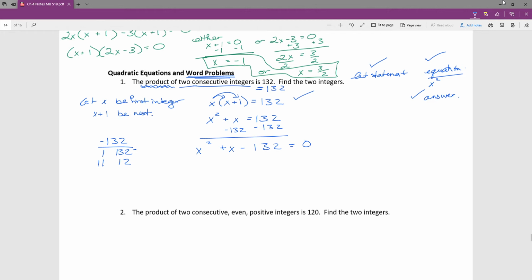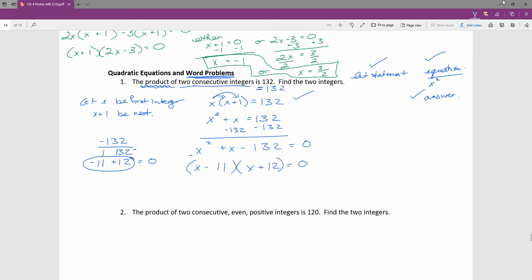Now, one's going to be positive, one's going to be negative. When the B term is positive, that means the larger is going to be positive and the smaller is going to be negative. If skipping some of the factors in your number puzzle isn't something you're comfortable with, then by all means take the time to list all of them. But in all honesty, 132 has a lot of factors, and I was skipping to get to the answer quicker. On the topic of getting to the answer quicker, this one I can use my shortcut because it's a simple trinomial. So I'd have x minus 11 and x plus 12.